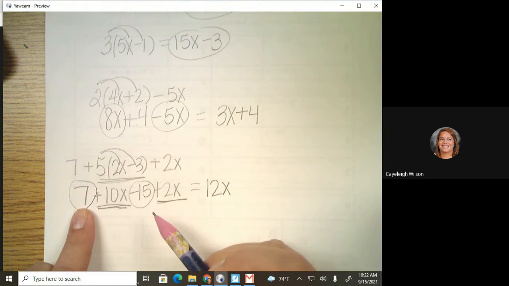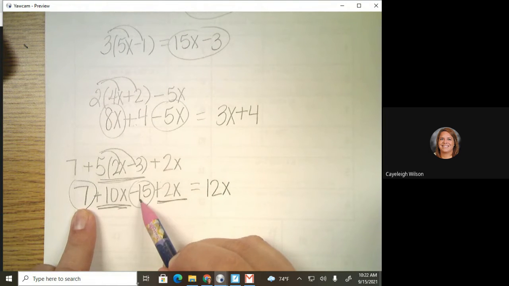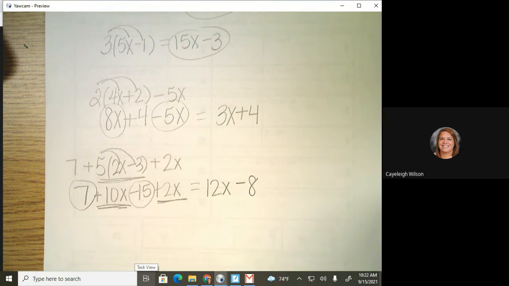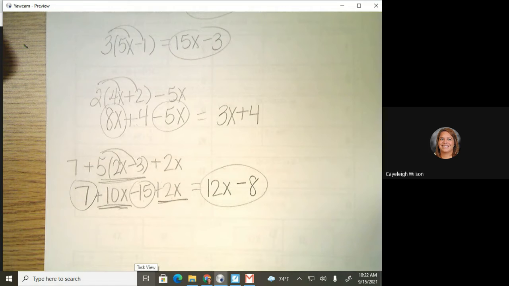And then what's this 7? How would I read this? You can either say 7 plus -15 or 7 minus 15. Does anybody know what 7 minus 15 is? -8. Okay. All right.